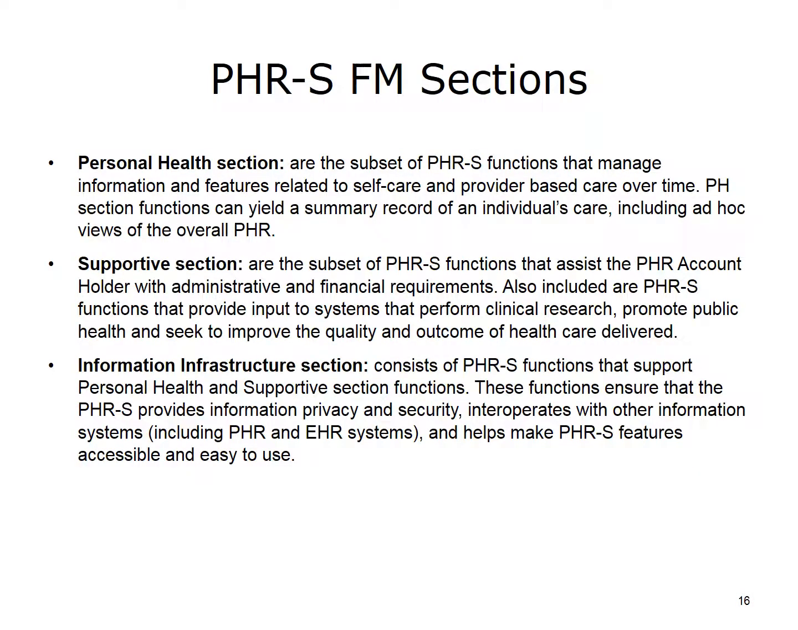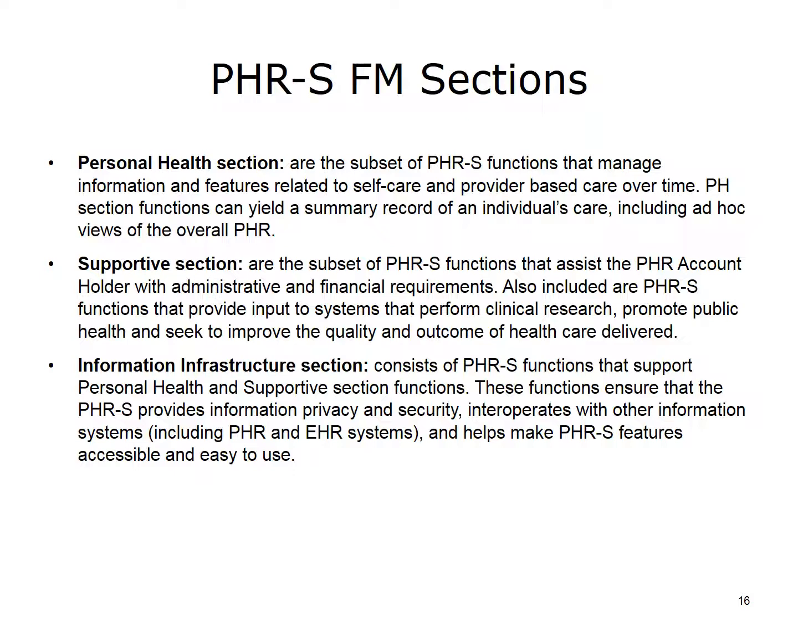The three sections of the PHR-S functional model each have a number of functions included. Personal Health section functions are the subset of PHR-S functions that manage information and features related to self-care and provider-based care over time. PH section functions can yield a summary record of an individual's care, including ad hoc views of the overall PHR.